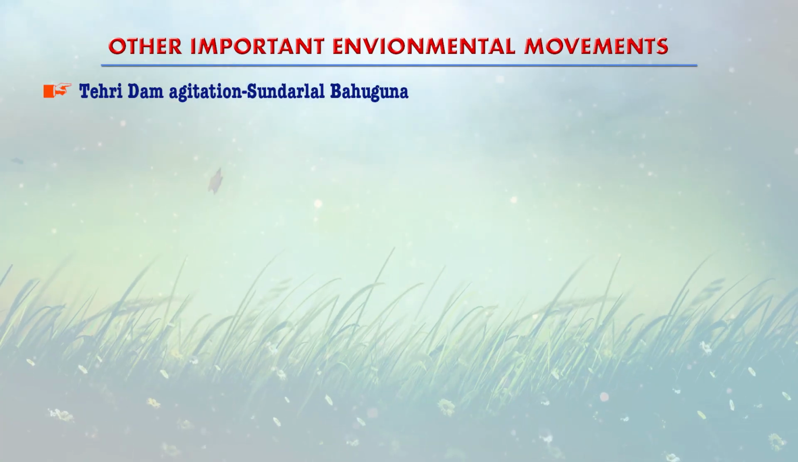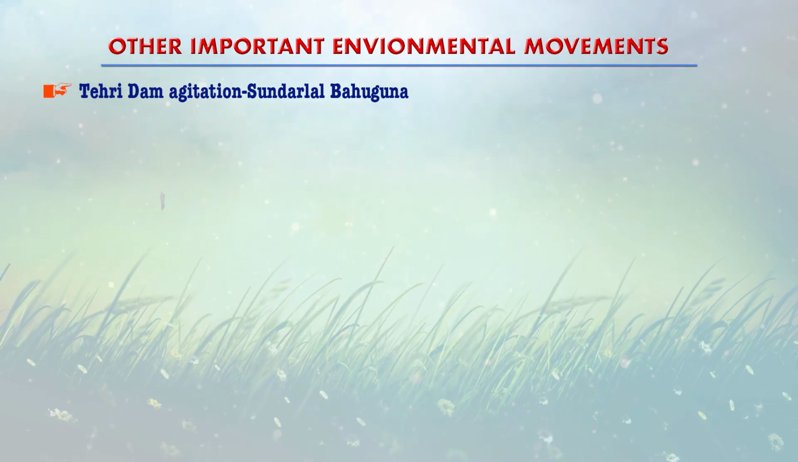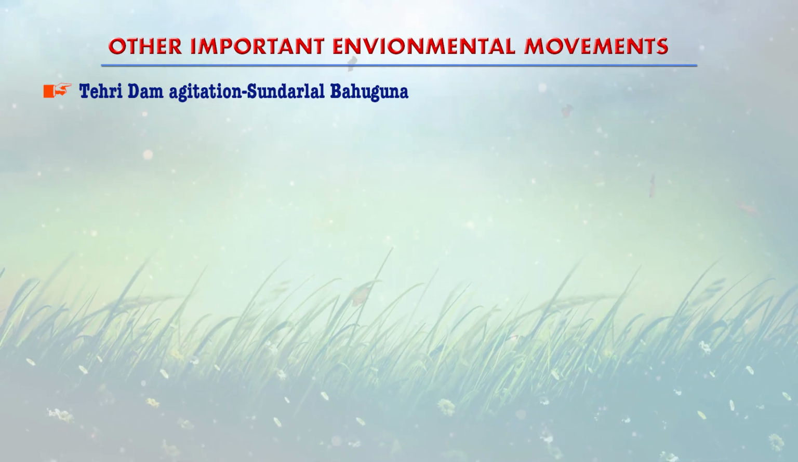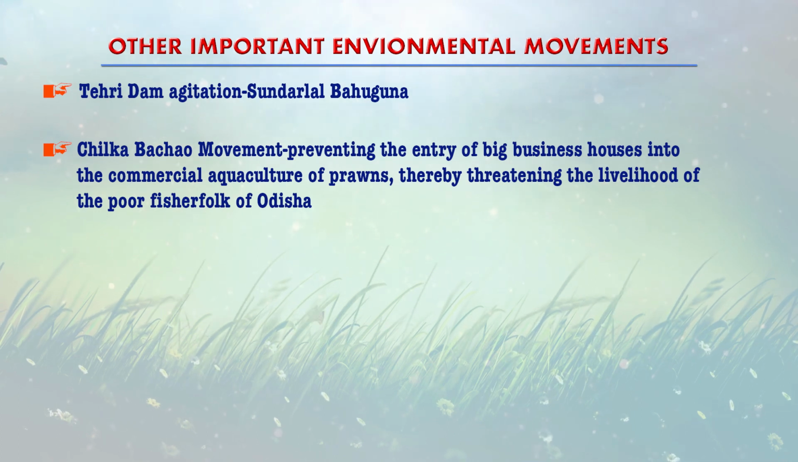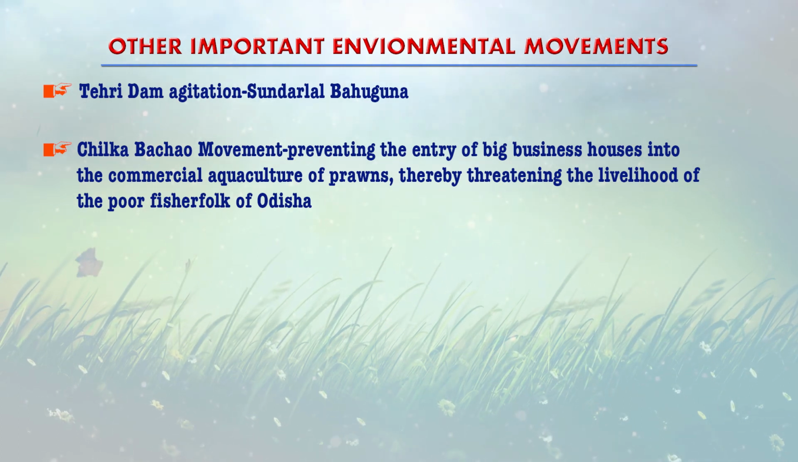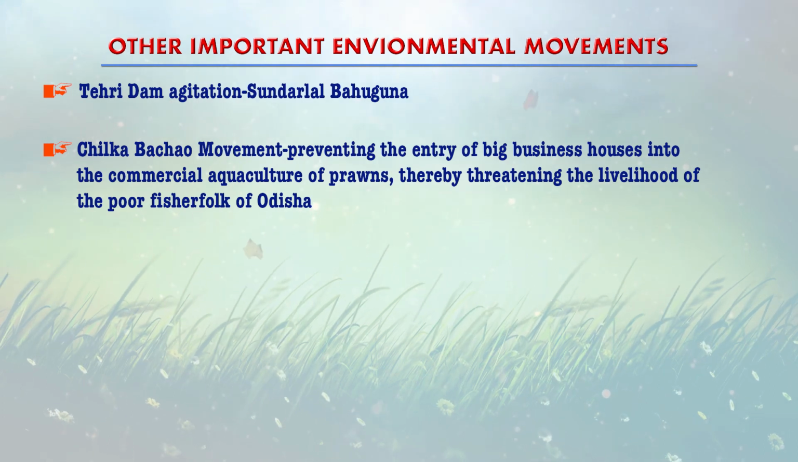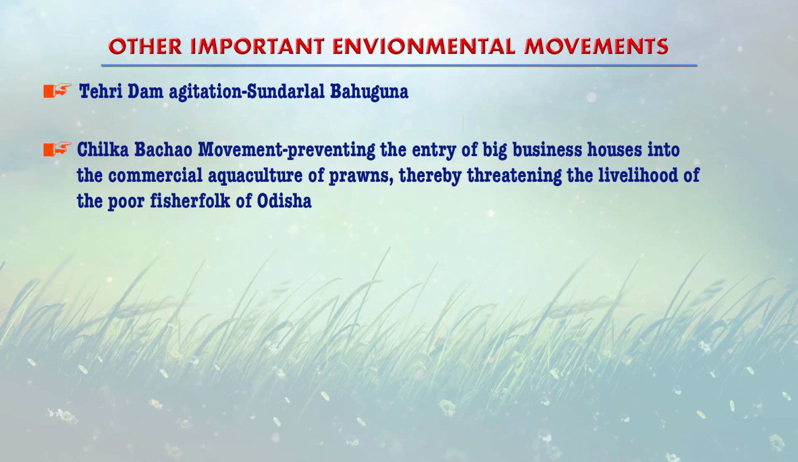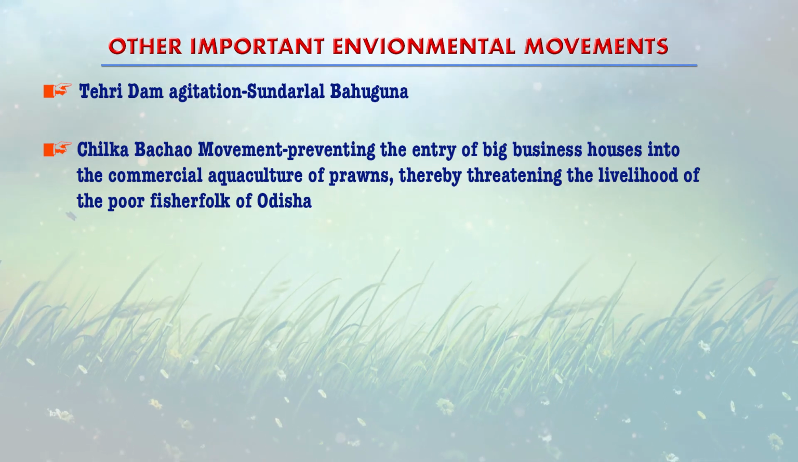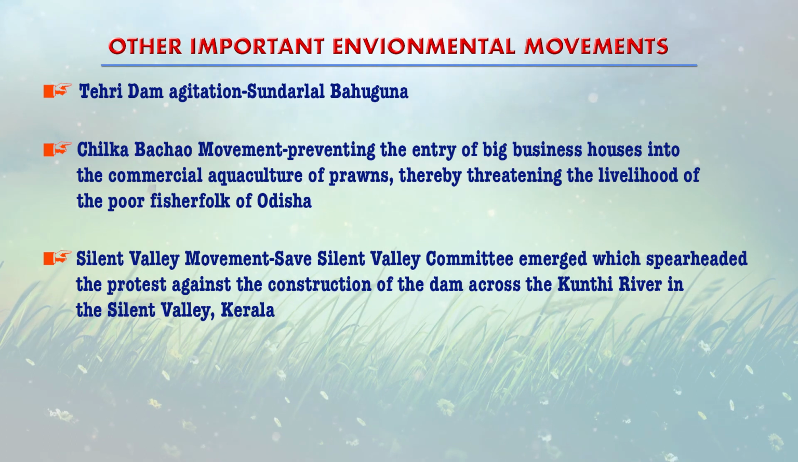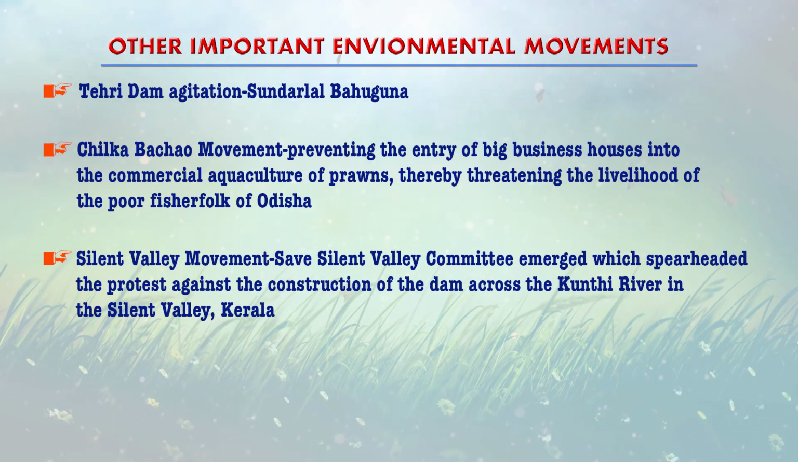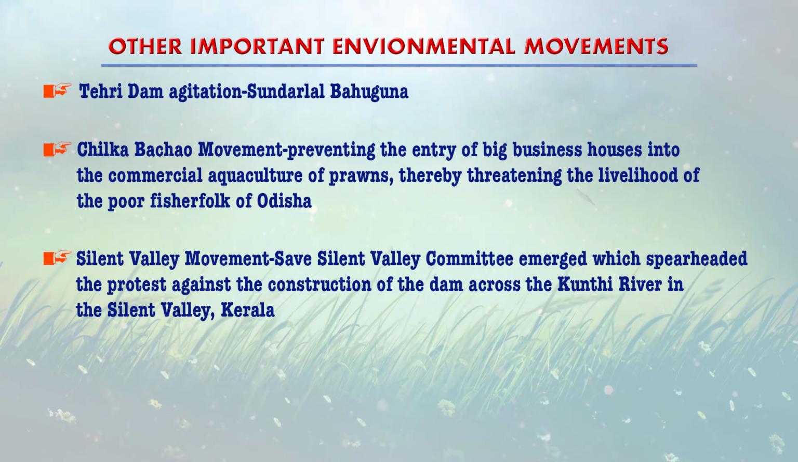Briefly, let's mention some of the other very, very important environmental movements in contemporary India. The Tehri Dam agitation, which was spearheaded by Sundarlal Bahuguna, in which he undertook long fasts and Gandhian methods to protest against the raising of the Tehri Dam height. We also have the Chilka Bachao movement in Odisha, launched by the poor fisher folk, which prevented the entry of big business houses into the commercial aquaculture of prawns, which would have thereby threatened the livelihood of the poor. The Silent Valley movement, which was spearheaded by the Save Silent Valley Committee, emerged to protest against the construction of the dam across the Kunti River in the Silent Valley, Kerala.